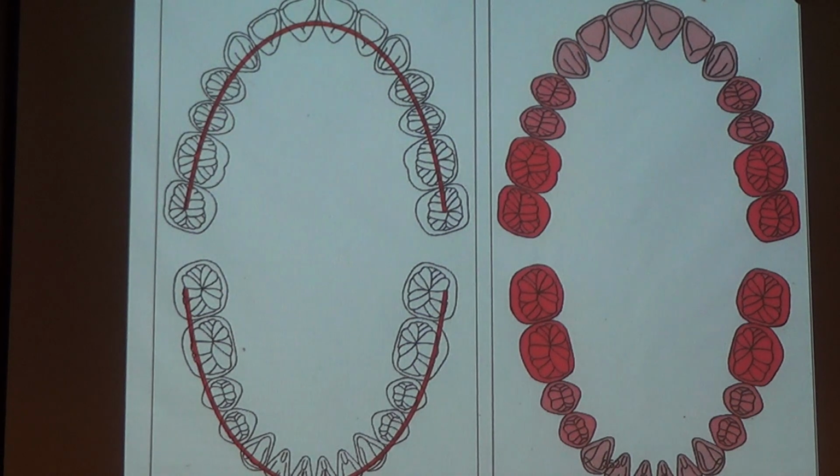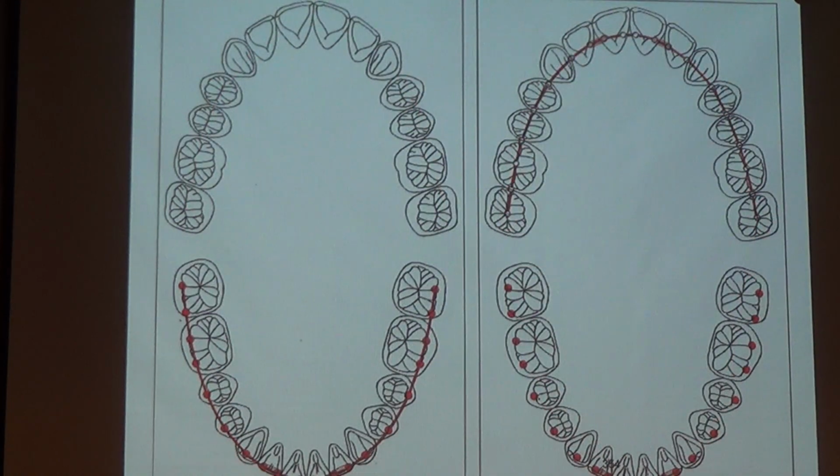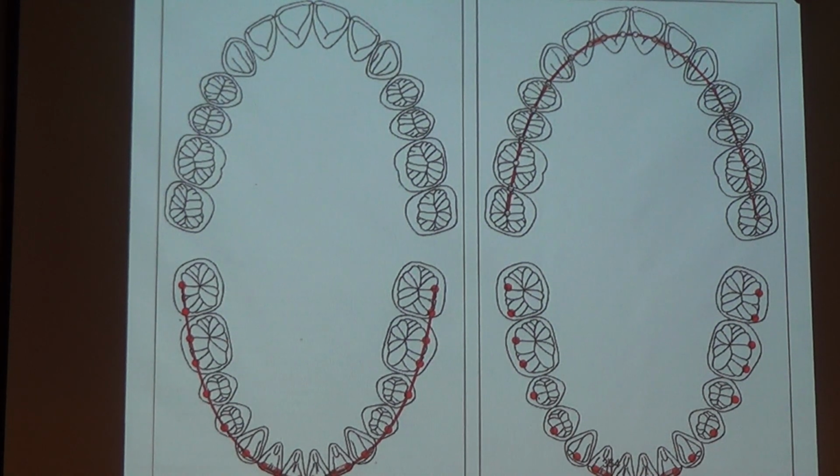And that's the active centric on the lower, and the passive on the upper. So we have this point. Make a line from these contact points, joining them together into one line.